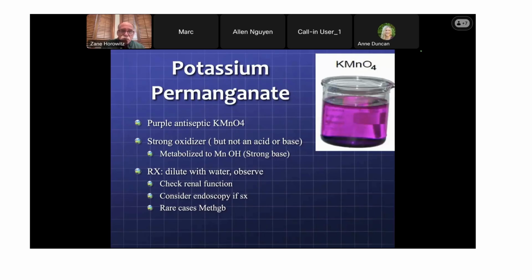So mostly it's dilute and observe if they can swallow. It's the same rules for endoscopy as we have for other caustics. So not all caustics are acids or bases. Some of them are oxidizers. This is the one that's the oxidizer.